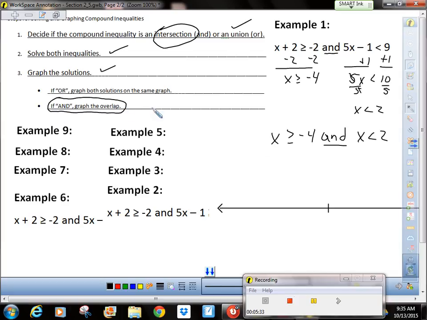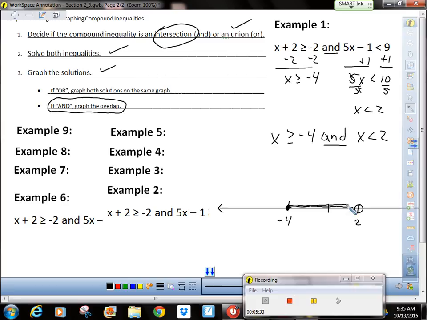We're only graphing the overlap. -4, circle or dot? Going which way? Right. At 2, circle or dot? Circle. Going left. So the overlap would be right here between, wouldn't it? Usually if you're going to have overlap, that's where it happens, in between, because usually one is going one way, one is going the other.